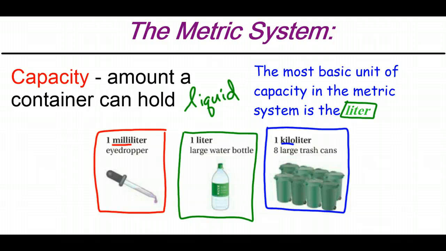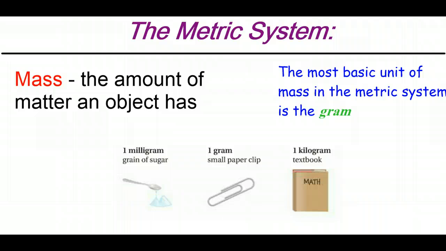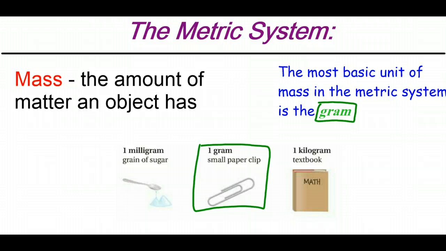And the final thing that we were talking about with the metric system is the idea of mass, which is not the same as weight. But mass is the amount of matter that's in an object, the amount of stuff that's in an object. So the basic unit of mass is called a gram. Now, a gram is actually relatively small compared to things that we're used to talking about. We have things like paper clips. A small paper clip has about a gram of mass.